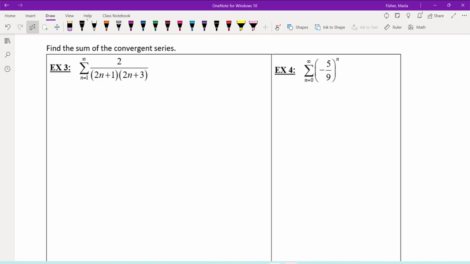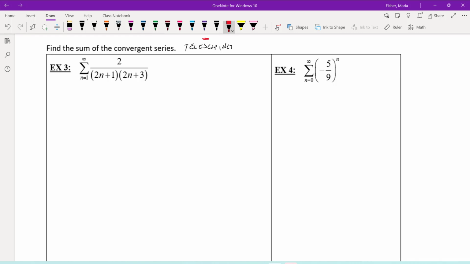Let's do examples 3 and 4, where we're asked to find the sum of the convergent series. If I look at example 3, I have the sum from n equals 1 to infinity of 2 over (2n plus 1) times (2n plus 3).